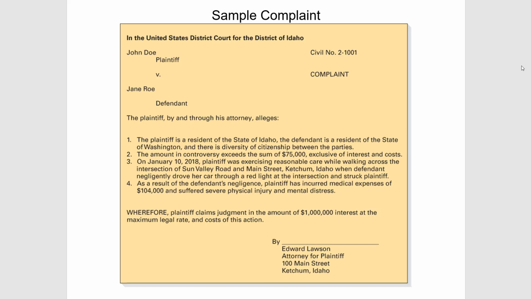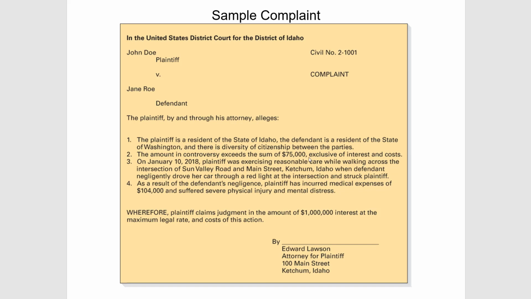Here's a picture of a sample complaint. You see at the top, it names the court, it names the plaintiff, and names the defendant. It goes on to describe, it first establishes that the plaintiff is a resident of the state of Ohio, establishing jurisdiction, saying the defendant is in the state of Washington, saying that there is diversity of citizenship between the parties, saying that the amount in controversy exceeds the sum of $75,000. So this is going to establish diversity of citizenship to try to get a case heard in federal court. So they're just establishing that up front.